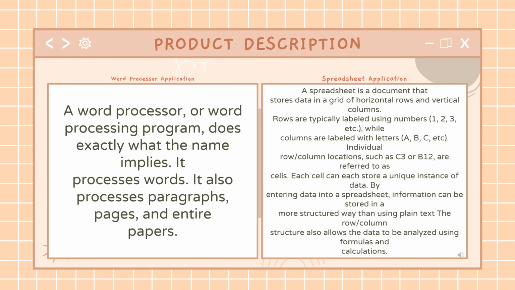Spreadsheet application. A spreadsheet is a document that stores data in a grid of horizontal rows and vertical columns. Rows are typically labeled using numbers 1, 2, 3, etc., while columns are labeled with letters A, B, C, etc. Individual row-column locations such as C3 or B12 are referred to as cells. Each cell can store a unique piece of data. By entering data into a spreadsheet, information can be stored in a more structured way than using plain text. The row-column structure also allows the data to be analyzed using formulas and calculations.